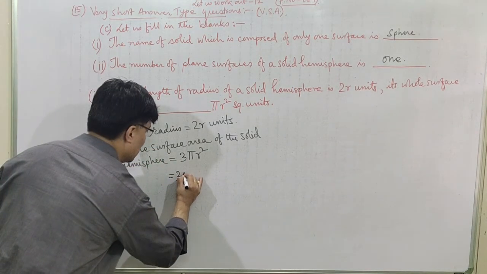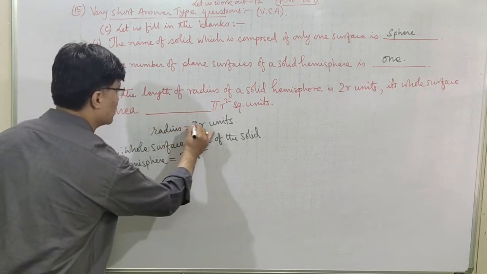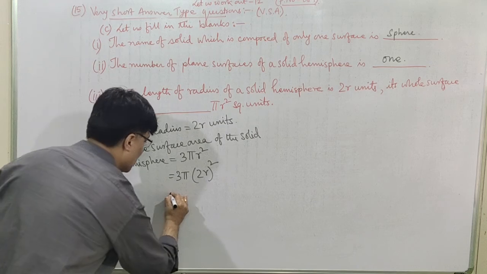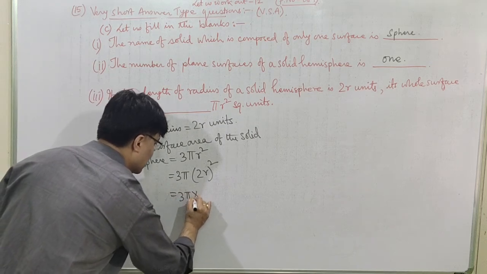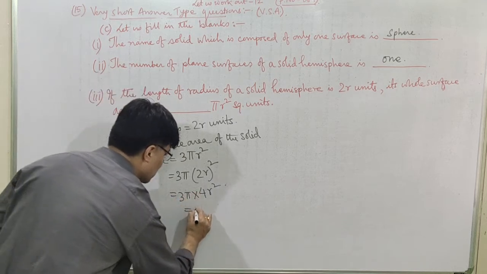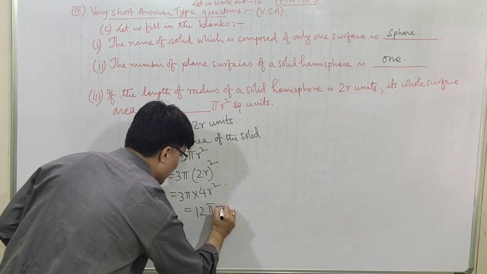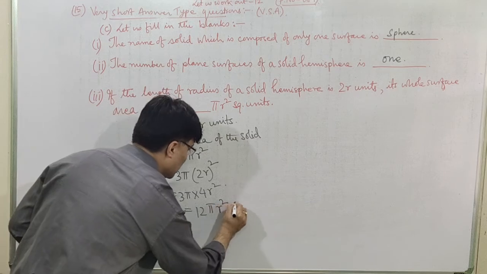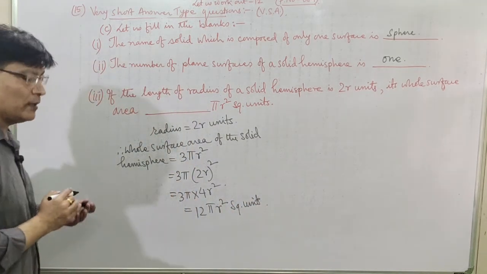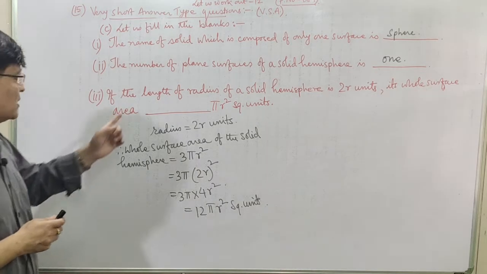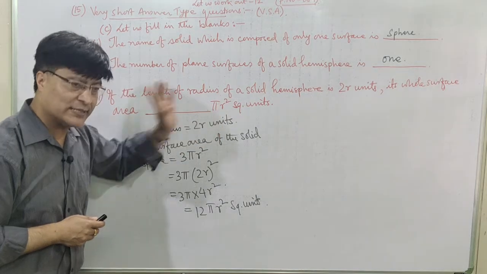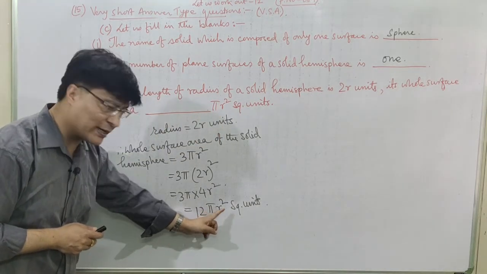So which is equal to 3 pi. In this case, what is the radius of the hemisphere? 2r. That is 2r whole square, so 3 pi into 4r square, which is equal to 4 threes are 12, 12 pi r square. These are square units. So what will you write for this blank space? Already pi r square is there.